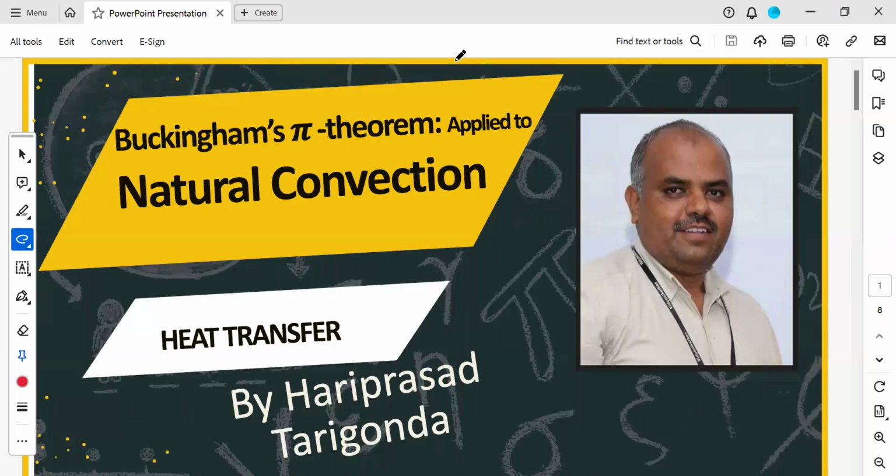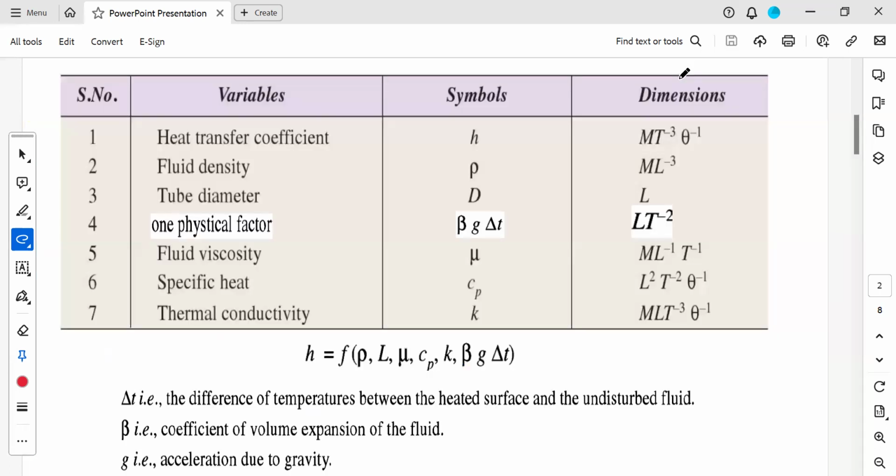Hi, good morning. Today we are discussing Buckingham's pi theorem applied to natural convection. That means dimensional analysis applied to free convection or natural convection. So let us first see the number of variables involved in this physical phenomenon.